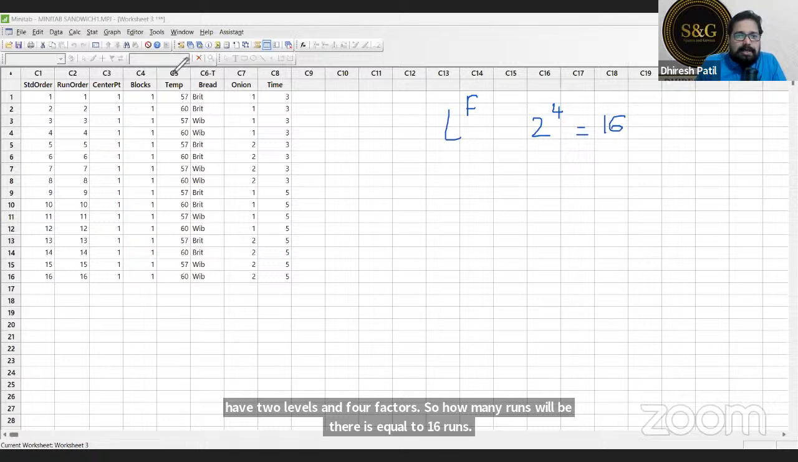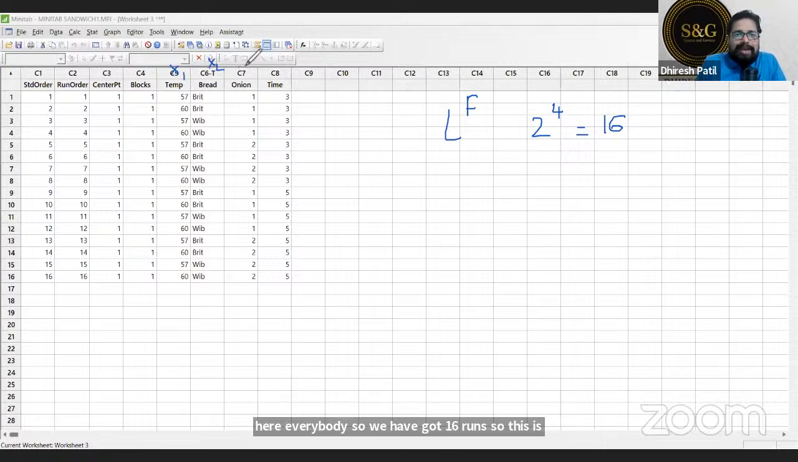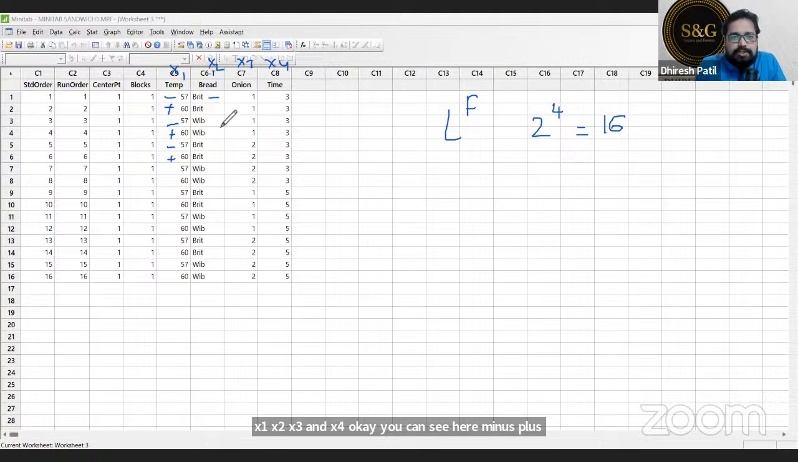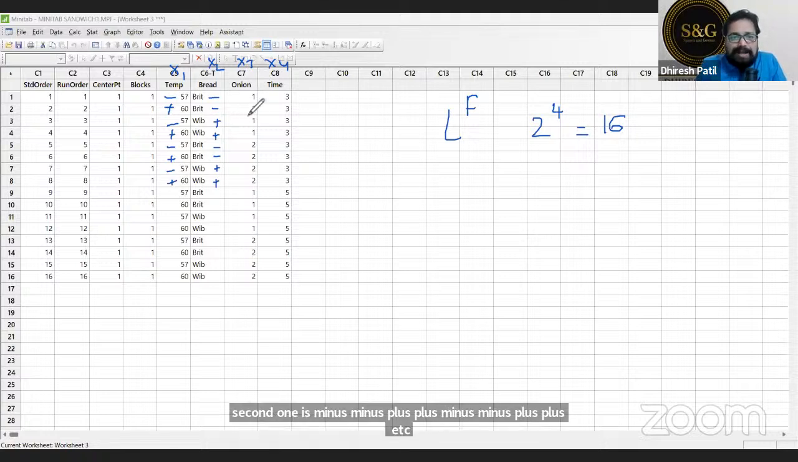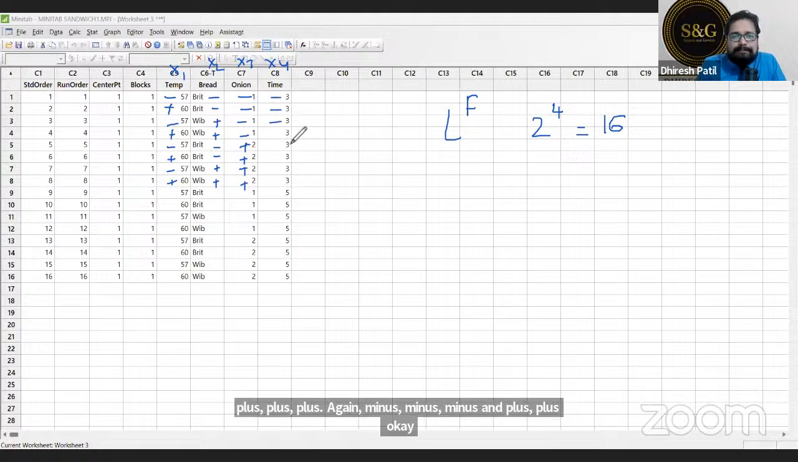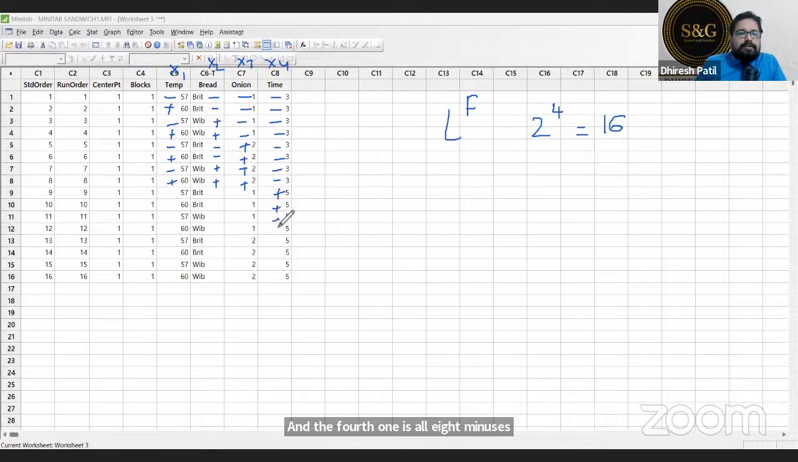So this is x1, x2, x3, and x4. You can see here minus, plus, minus, plus, minus, plus, etc. The second one is minus, minus, plus, plus, minus, minus, plus, plus, etc. The third one is minus, minus, minus, minus, plus, plus, plus, plus, again minus, minus, minus, minus, and plus, plus, plus, plus. And the fourth one is all 8 minuses and all 8 pluses. Are you clear with this?